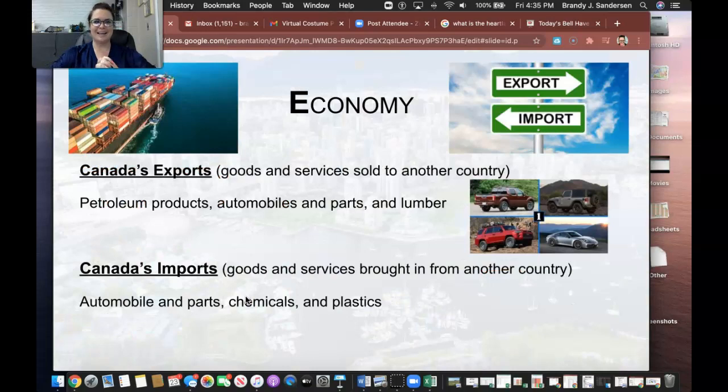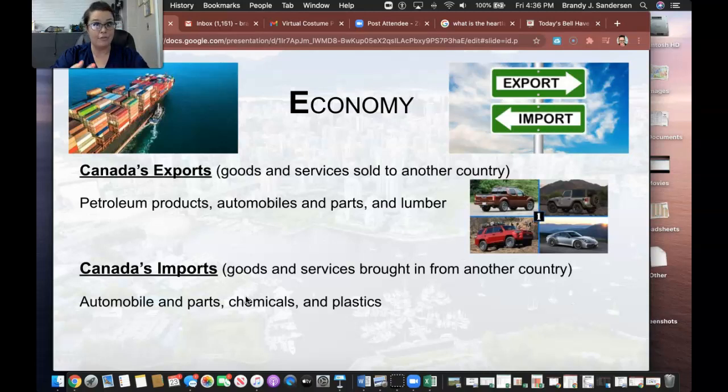So the economy. Canada's exports and imports of goods are selling to another country and buying from another country. The exports are focusing on petroleum products, automobile parts, and lumber. That's the big things. Canada really imports stuff.